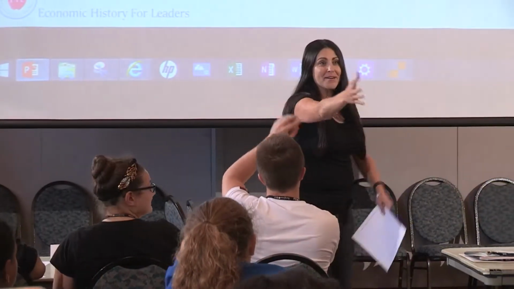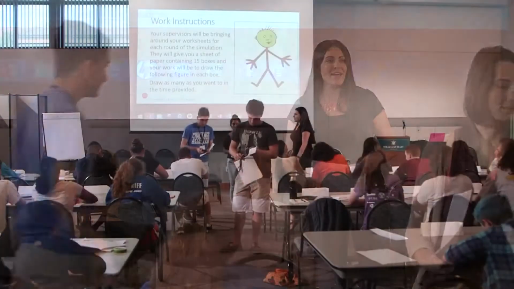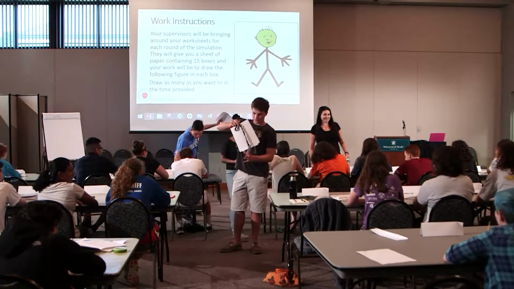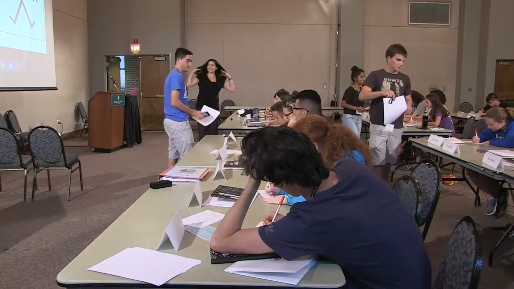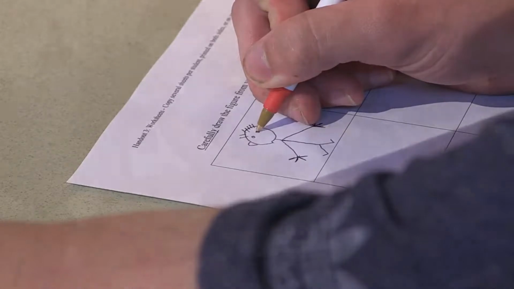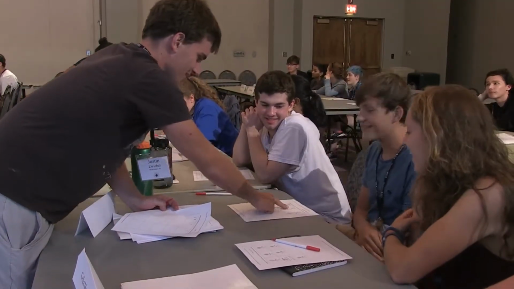Hire a few managers to check work quality, count production, and motivate the students. Set a time for each round, 1 to 2 minutes. On your marks, get set, go. Start round 1, encouraging students to produce as much as they can. Managers should walk around checking quality.